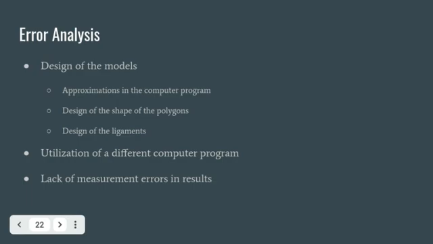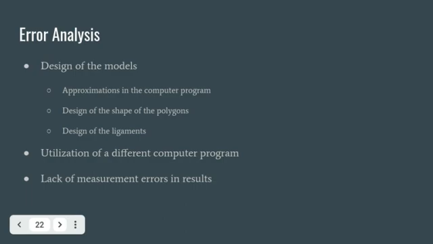Another potential source of error comes from the design and the shape of the polygons that make up the models used in these experiments, as they are done with freehand computer drawing and are thus not entirely anatomically accurate. A third possible source of error revolves around the designed ligaments, as approximations for the ligaments that are designed as springs were made using Hooke's law and given K values.